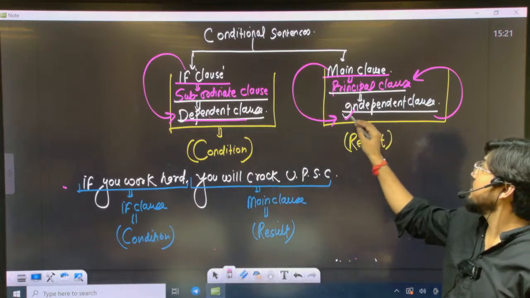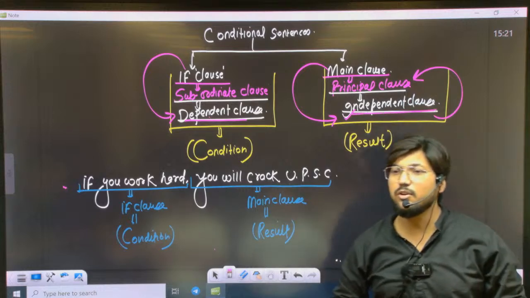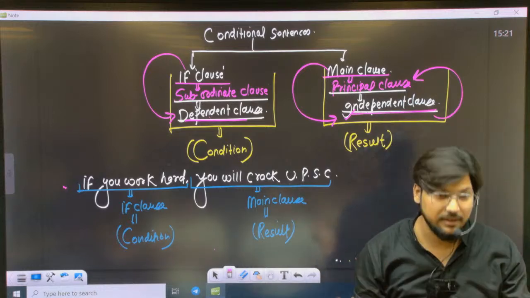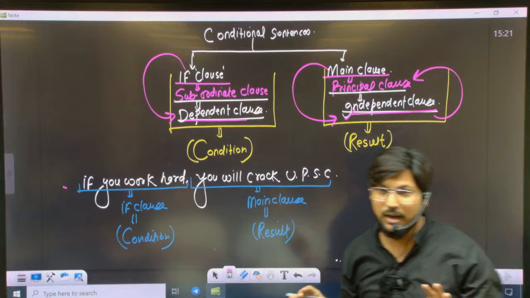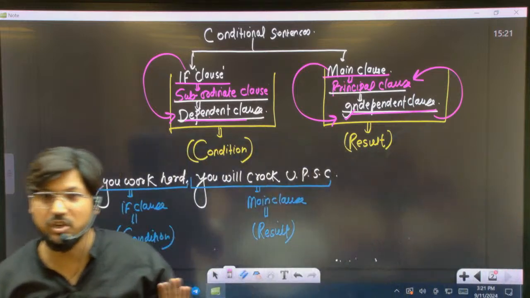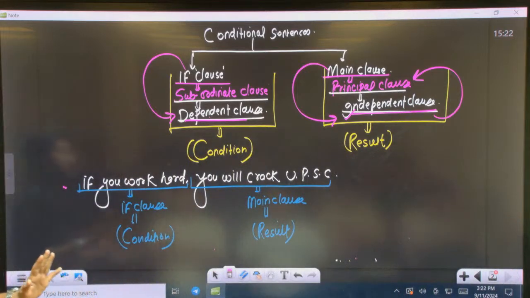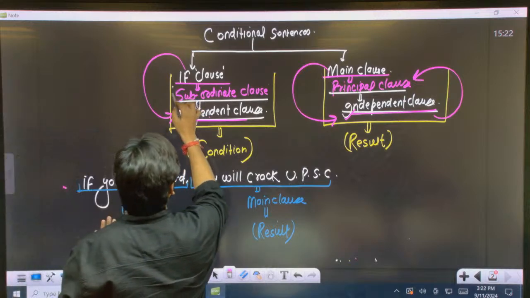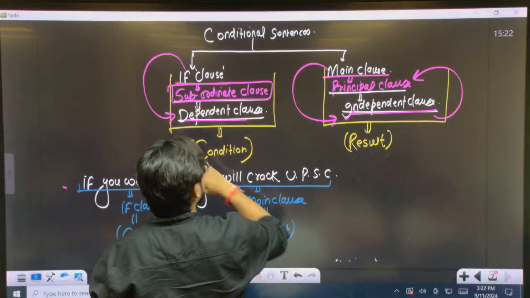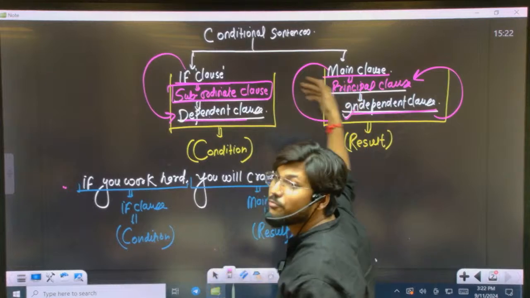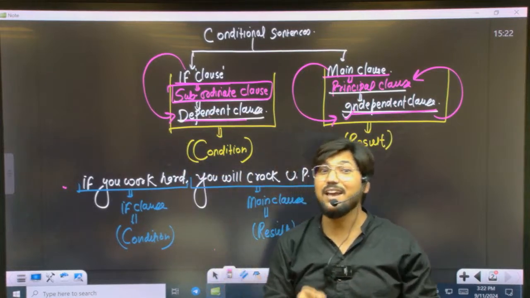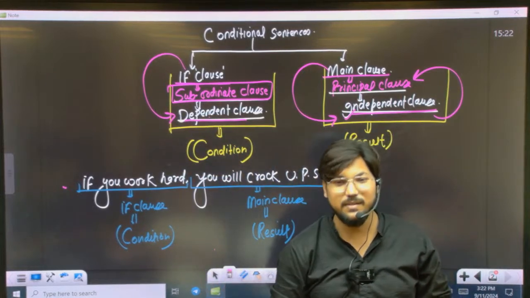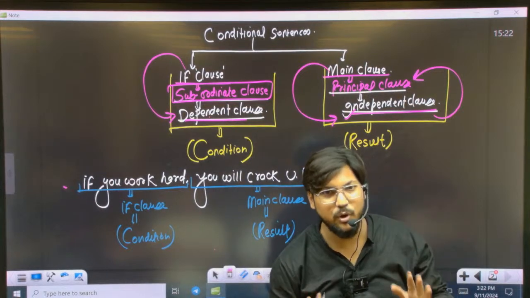And there he or she works independently. He does not rely on someone, or she does not rely on someone. Whereas if you talk about subordinate, subordinate means the lower post of principal, like teachers. They have to rely on principals. Are you getting my point?